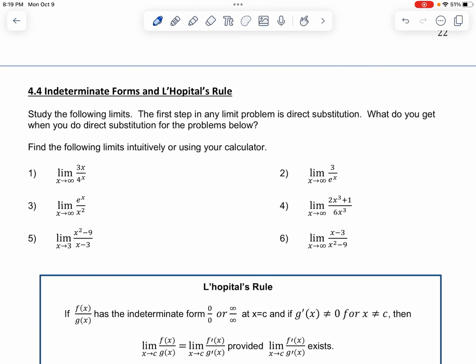Okay, we're going to find another way to find limits. Let's start with the limits on the top, the first six, which we already know how to do. And we're going to talk about another way to come up with it. So some limits you can kind of tell intuitively if you understand the behavior of the graph.